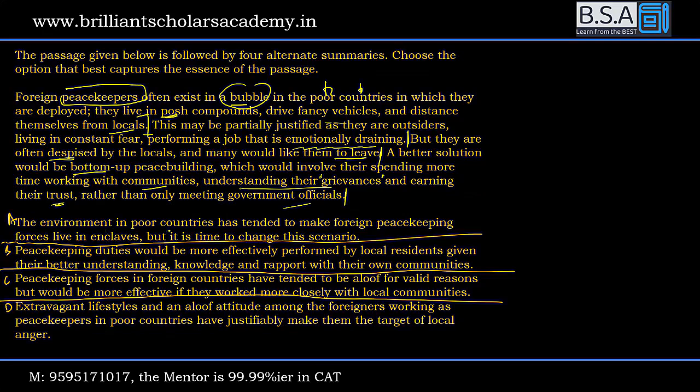The environment in poor countries has tended to make foreign peacekeeping forces live in enclaves. But it is time to change the scenario. This speaks less than half of the paragraph, only about the first line. Peacekeeping duties would be more effectively performed by residents. There is no doubt about their duties. Nowhere have we talked about their duties. It is more about feelings of local people.